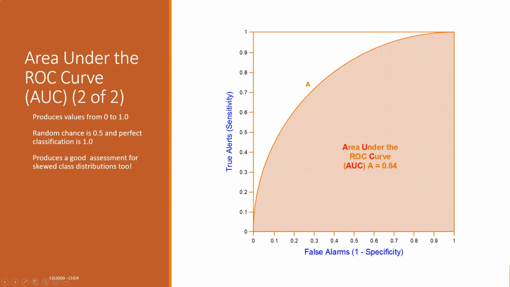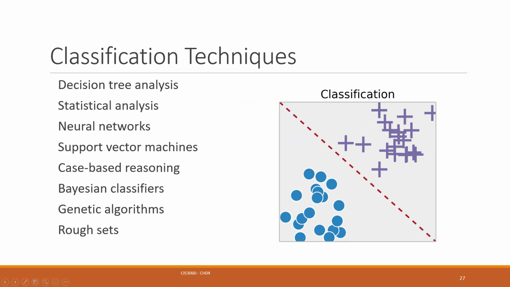Some measures to take note of, we can see that a random chance is 50% and perfect is at 100%, as we talked about previously. So a good assessment is really anything that would be better than a random chance. So really we're looking for anything with an AUC of greater than 50%. There are a variety of different types of classification techniques that you can always use: decision trees, statistical analysis, neural networks, vector machines, and so on.